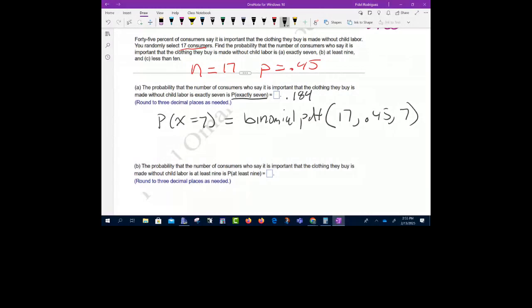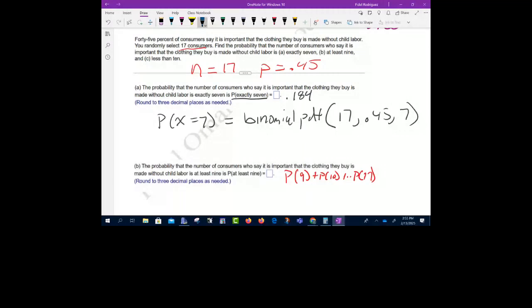Okay. So, y'all, let's take a look at part B. It says, find the probability of the number of consumers who say it's important that they buy clothing made without child labor is at least 9. Remember what at least 9 means, y'all? It means 9 or more. So we want to go all the way until we get to 17, right? Now, there's a couple of ways we can do this, y'all. We can find the probability of 9 and 10 and 11 and 12 and add up all those numbers.